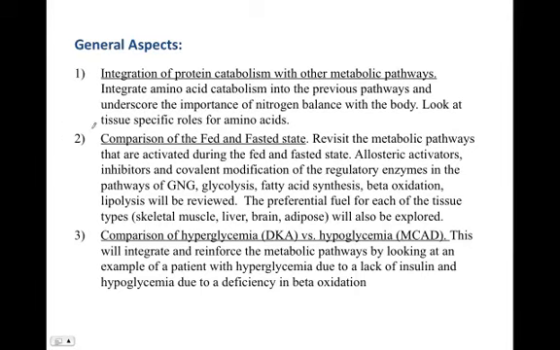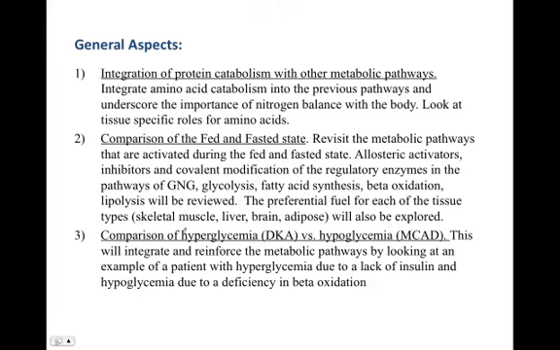From there, we'll review the comparison of the fed and fasted states. We'll revisit the metabolic pathways that are active under each of these conditions, the hormones that regulate each of these pathways. We'll also revisit the allosteric activators, inhibitors, and covalent modifications of the regulatory enzymes. Additionally, we'll review the preferential fuel for each of these tissue types, skeletal muscle, liver, brain, and adipose, under both the fed and fasted state.